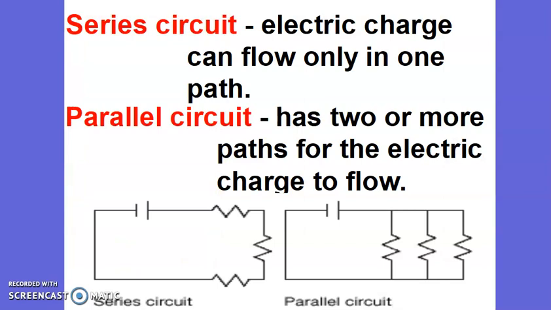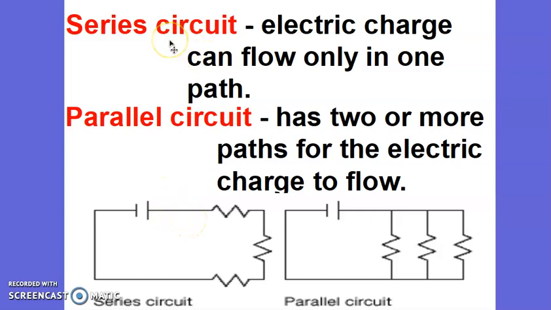Now let's proceed to a series circuit and a parallel circuit. Both of these are closed circuits. It depends on how they make the path or the loop. So these two here are the same closed circuit, but how they make the loop or the path are different.